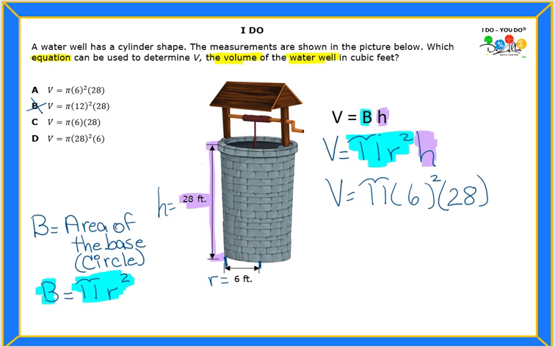What about C? What is it that C is missing? Oh, it's missing the square. Very good. That cannot be my answer. What about the last one? The last one is actually raising the height to the second power. Nope, that's not my answer. Therefore, my answer for this has to be letter A. Very good. That's the answer, guys.